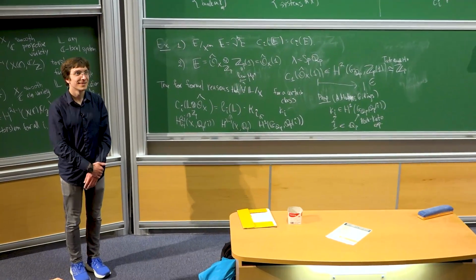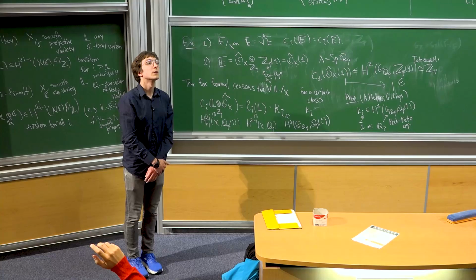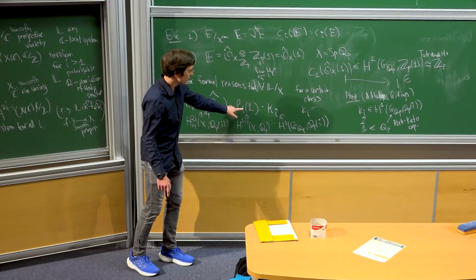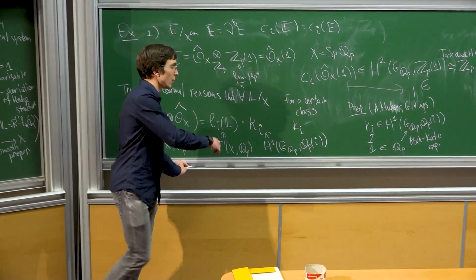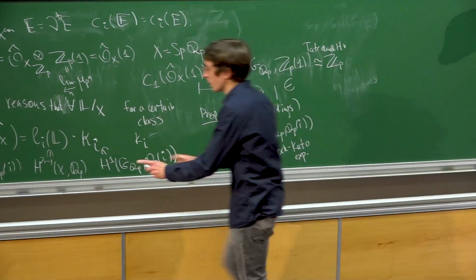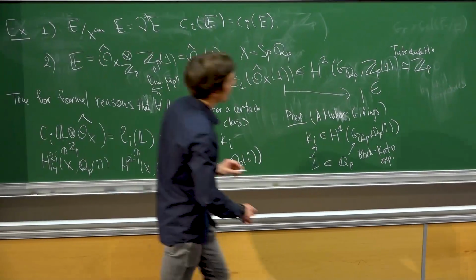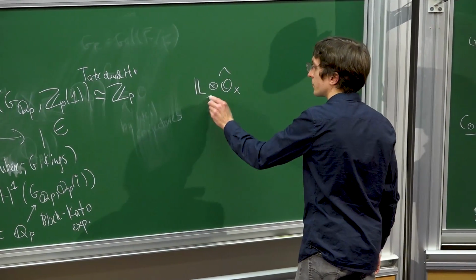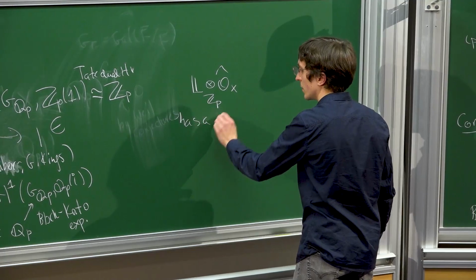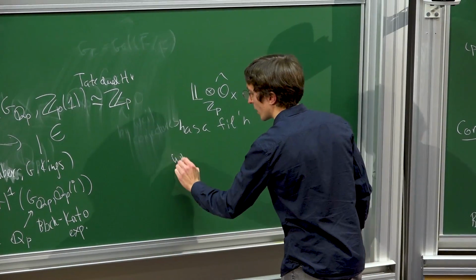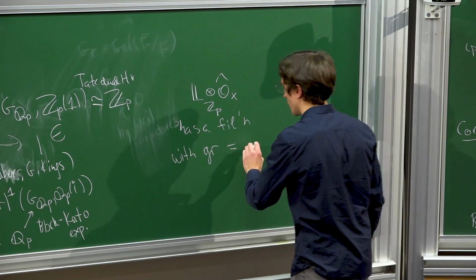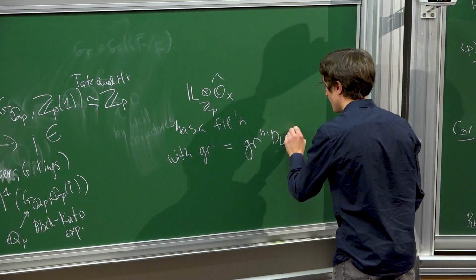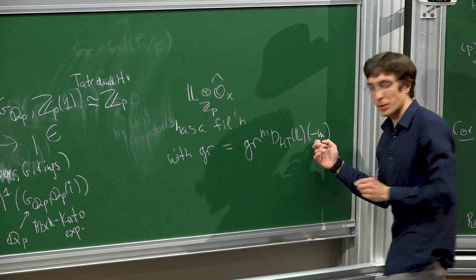Yeah, please. Where does the weighting by m come from? Right, great. I didn't really explain this. It comes from the Tate twist. Maybe I can write down one formula on the board. Everything comes down to this pro-étale bundle, and the point is that it has a filtration with graded pieces which are the graded pieces of this Higgs bundle, but twisted by a Tate twist m.